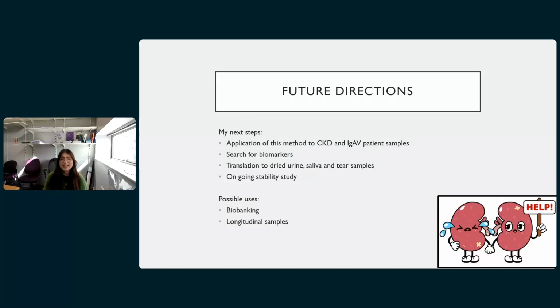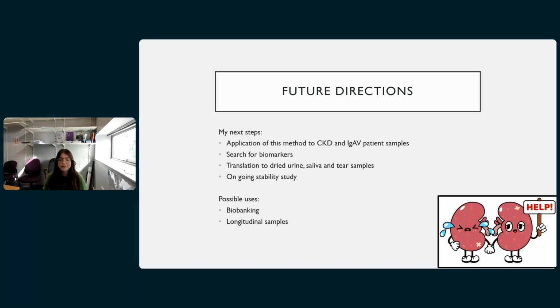I will also be translating this method to work with dried urine, which is massive when discussing kidney impairment, saliva and tear samples. So it's unknown what that method's going to look like, but that's the next step. And I also have an ongoing stability study exploring how long you can store these dry blood spots at 4 degrees and 21 degrees up to a year. So basically, how stable are they once they're in this dried form?